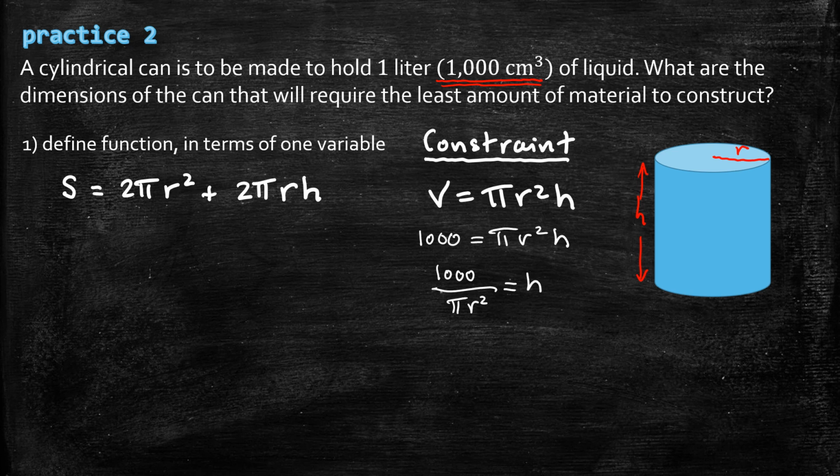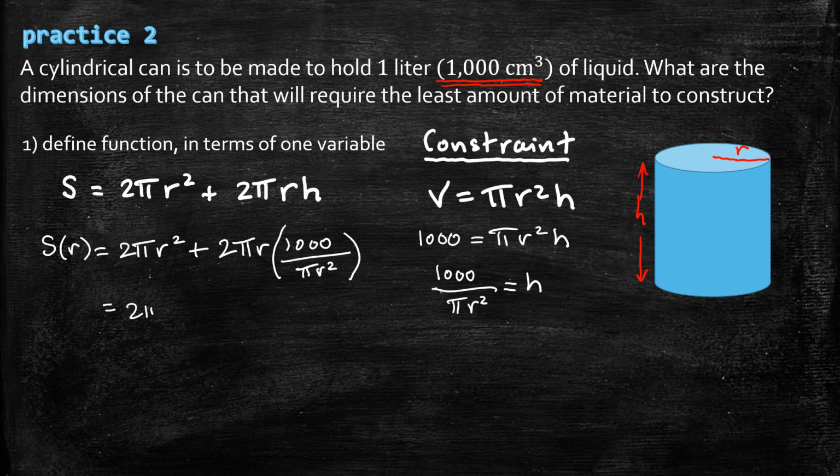And now we can go into the surface area formula, and I'm going to write this now as a function of r, because it will indeed be in terms of r. 2 pi r, and in place of h, I'm going to put 1,000 over pi r squared. And this can be simplified down to 2 pi r squared plus, let's see, so the pi's cancel, one of the r's cancels, and we are left with 2,000 over r.